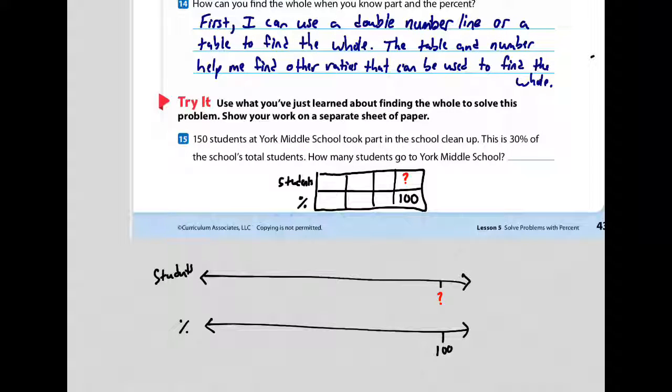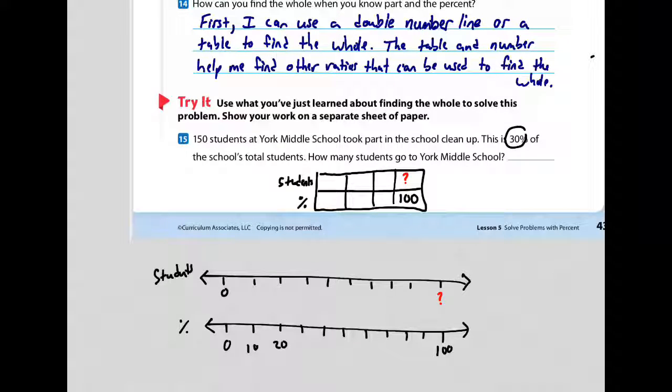Now in the double number line though, we have 0%. And you've got to figure out how to split this. Now what I would do, you see how it's 30% in the problem? I would probably count by tens. 10, 20, 30, 40, 50, 60, 70, 80, 90. And I would do percents like that. And then I would do the same thing up here, and figure out the number of students. Now 0 students is 0%.